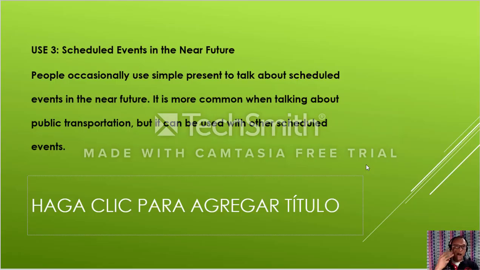Here we have our third and last use for the simple present, scheduled events in the near future. We mainly use it for public transportation and with the time. It usually gives an hour. For example, the airplane arrives at 10 p.m. tonight. Let's see with the next slide some examples of that use.